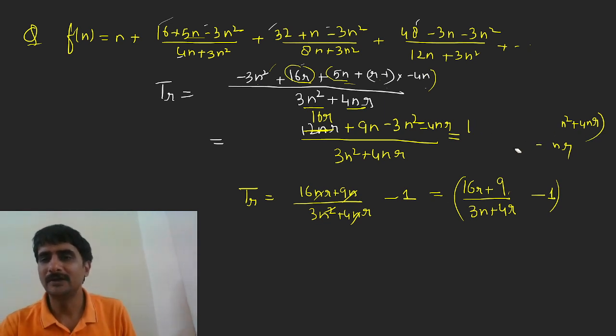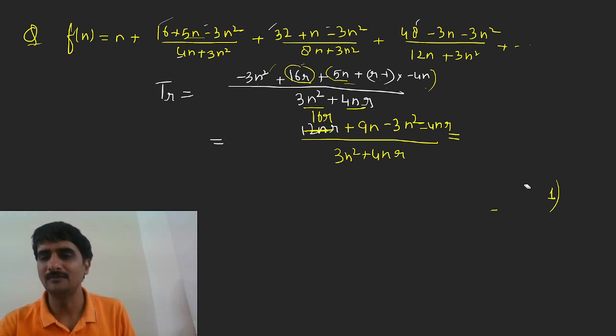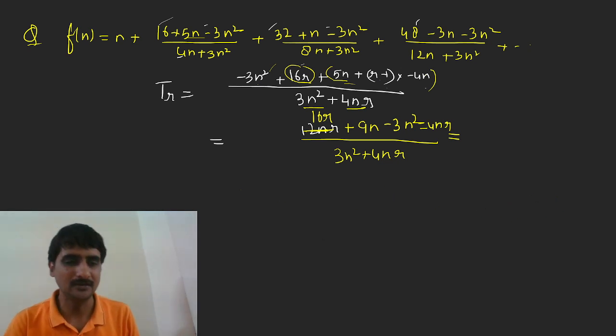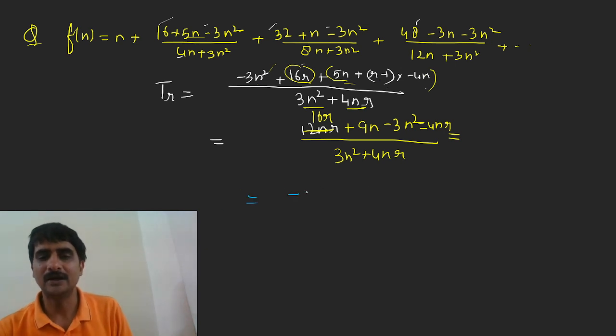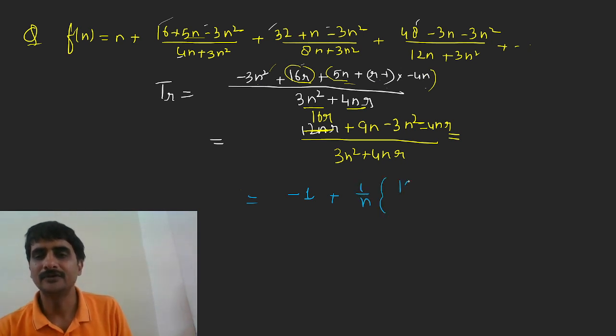Because we need to get 1 by n. So that was a mistake. Because see, the limit has to come in the form of a sum, we need to have 1 by n. Oh, I think we will get it. Let me try it quickly. So now it is minus 1 plus, you take n common, 1 by n, 16r plus 9n divided by 4r plus 3n.